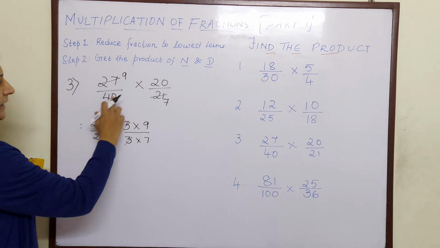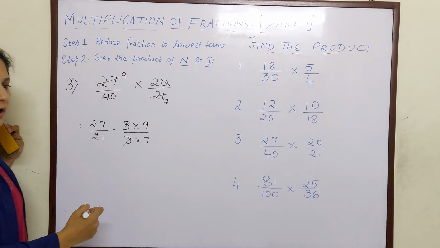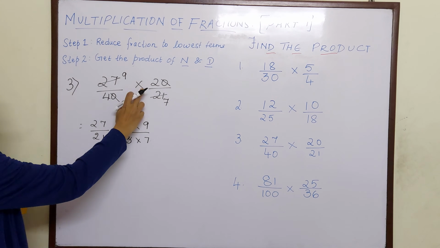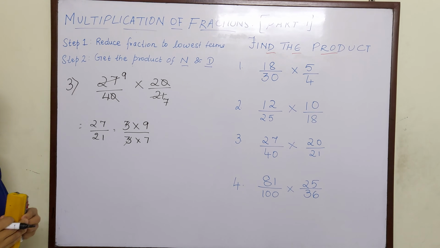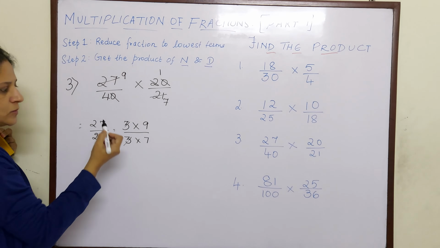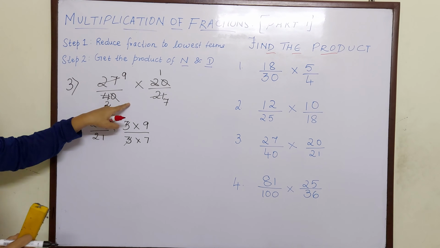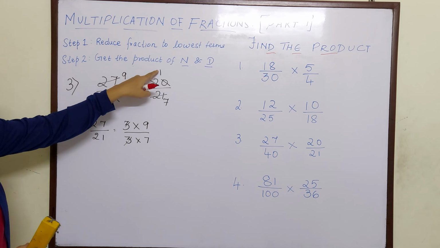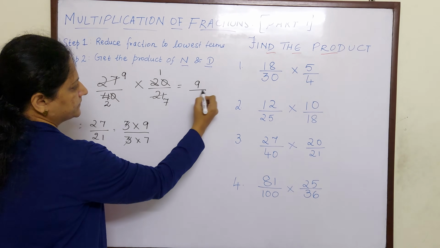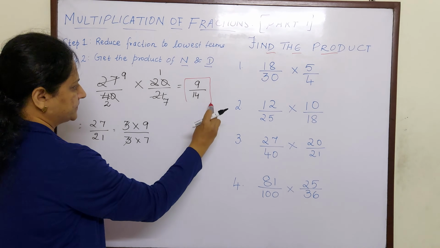Now next is 20 and 40. So you can cancel one 0 on the top and one 0 at the bottom. So you are left with 2 and 4. For 2 and 4, another common multiple is 2. So 2 ones are 2, 2 twos are 4. Now no more cancellation is possible. So 9 ones are 9 and 2 sevens are 14. And this is your final answer.